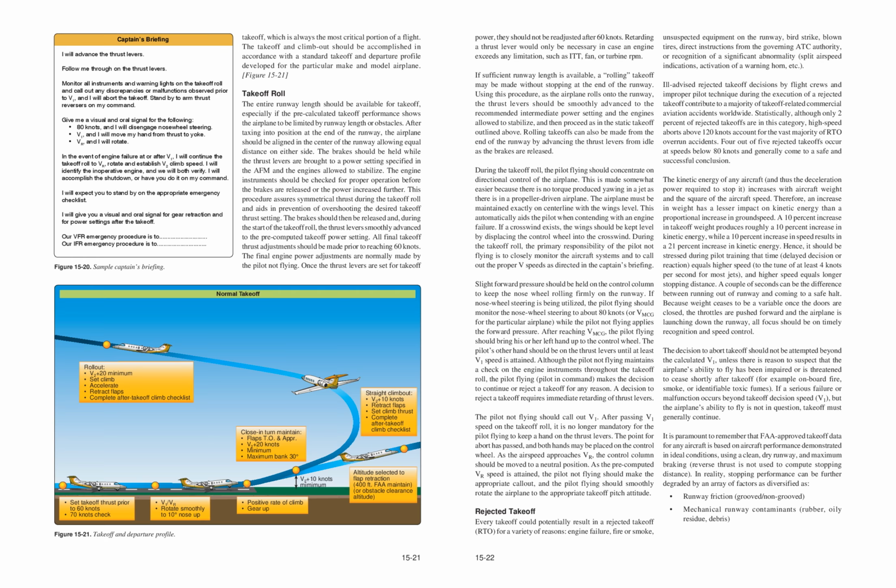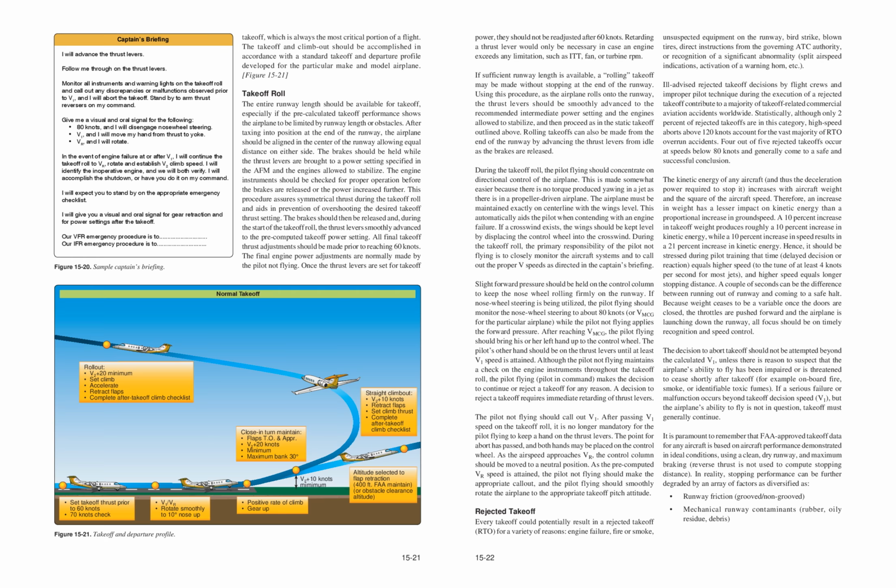During the takeoff roll, the primary responsibility of the pilot not flying is to closely monitor the aircraft systems and to call out the proper V-speeds as directed in the captain's briefing. Slight forward pressure should be held on the control column to keep the nose wheel rolling firmly on the runway. If nose wheel steering is being utilized, the pilot flying should monitor the nose wheel steering to about 80 knots, or VMCG for the particular airplane, while the pilot not flying applies the forward pressure. After reaching VMCG, the pilot flying should bring his or her left hand up to the control wheel. The pilot's other hand should be on the thrust levers until at least V1 speed is attained.